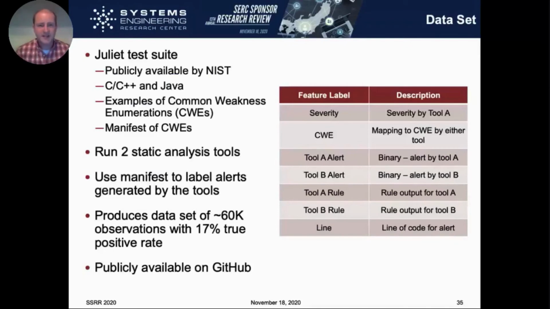So in order to test this, we first developed a data set from the Juliet test suite. This is publicly available on NIST and is composed of both C and Java code. And these have common weakness enumeration alerts embedded in them that should be picked up by the static analysis tools. And here we have the features that we selected. Next slide.